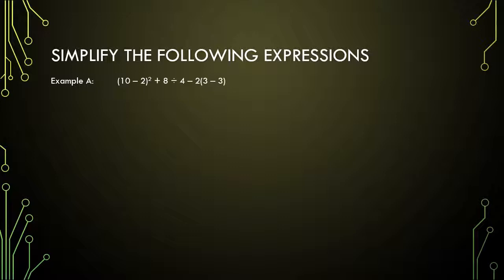Example A, we're taking 10 minus 2 squared plus 8 divided by 4 minus 2 multiplied by 3 minus 3. To begin this, what we want to do, following PEMDAS, is our parentheses first. 10 minus 2 can be simplified as 8. That means now we have 8 squared. 3 minus 3 can be simplified as 0.